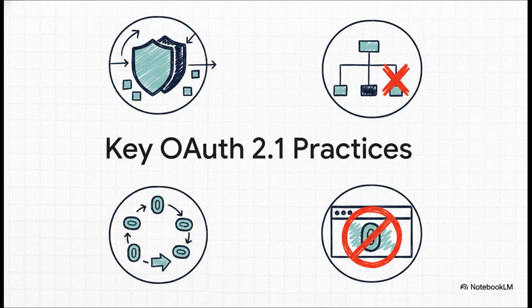And it gets way stricter with refresh tokens. It says they have to be either rotated, meaning you get a new one every single time you use the old one, or sender constrained. The whole idea is simple. Make the secure way the easy way, the default way.